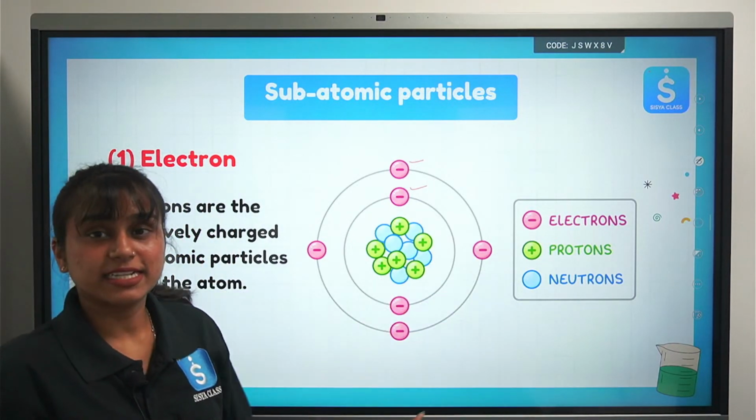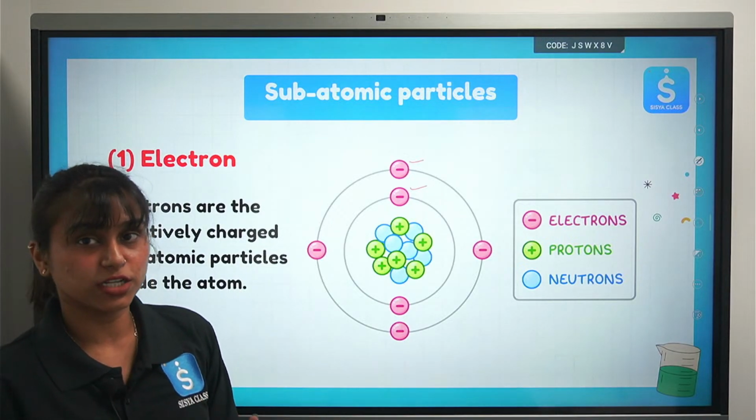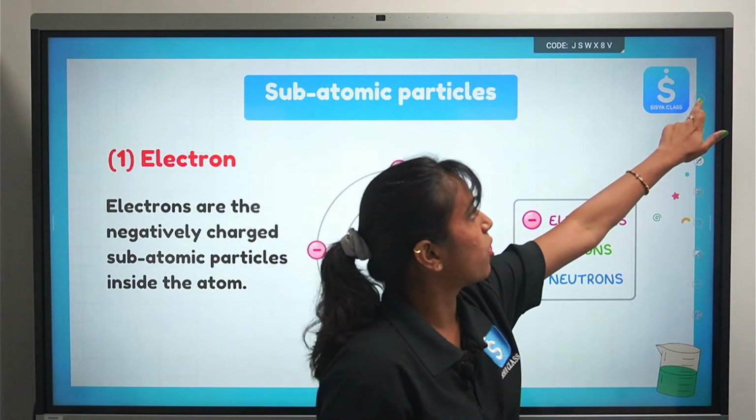And they are present in the orbits. I hope the image is clear to you. This is the first subatomic particle.